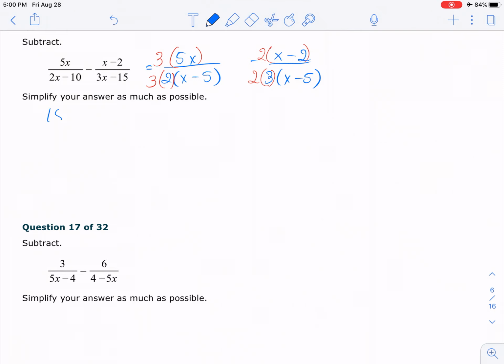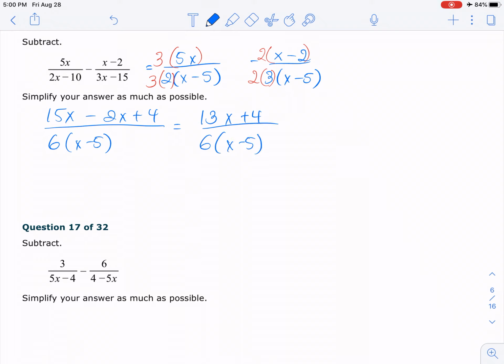So we have 15 times x minus 2x plus 4, and on the bottom we have 6 times x minus 5. Please do not multiply the denominator, because sometimes you keep it in the factored form and you factor the top. We ended up with something we can't simplify more. So we are done with this problem.